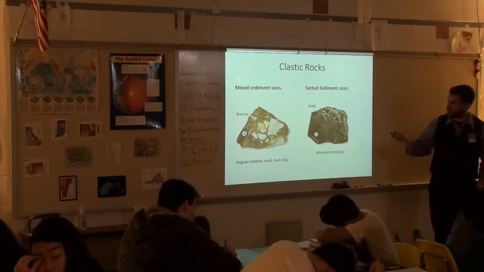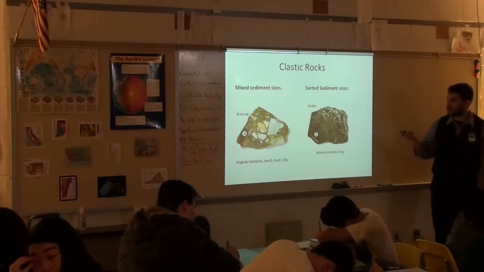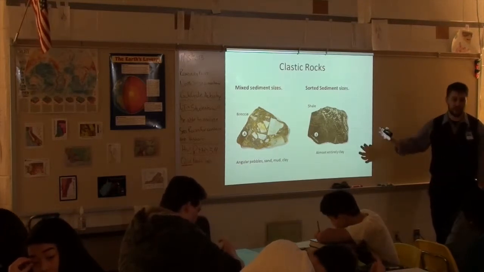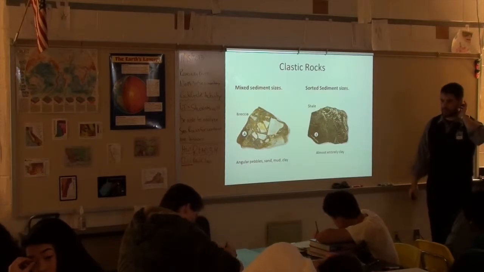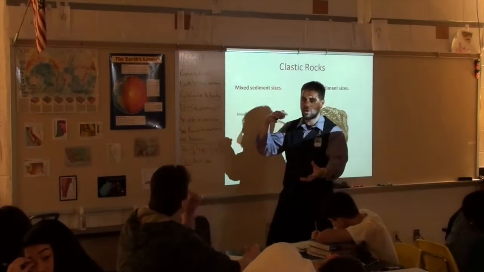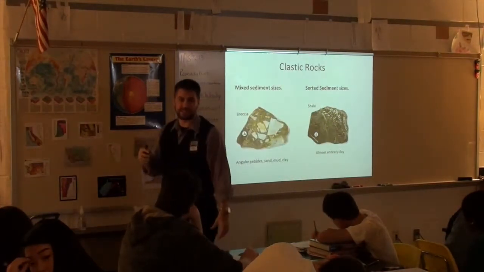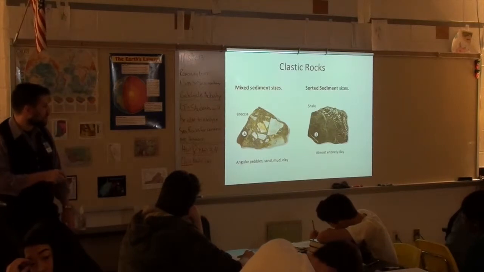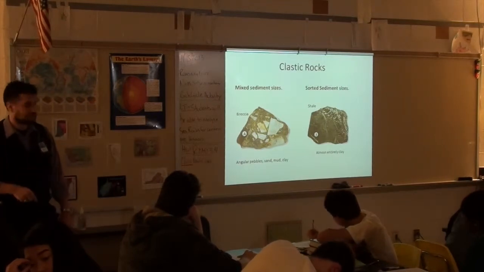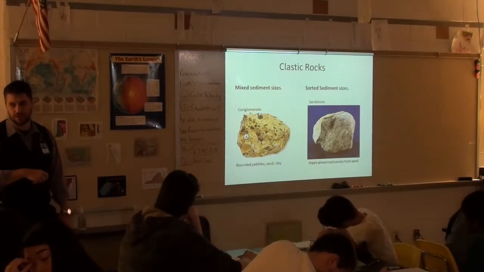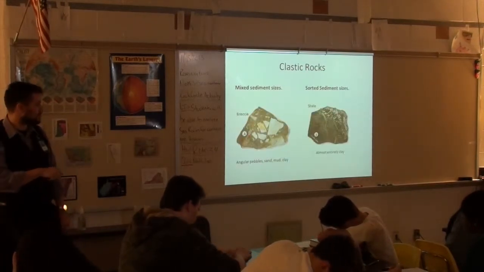If it's got sharp edges, it means it was deposited near the mountain. Because if it came further down the mountain, the further the sediment gets away from the mountain, the more rounded and broken up it gets, especially if it's in a river. So breccias were never in a river. Conglomerates are formed in rivers, or near rivers. Breccias, no river.